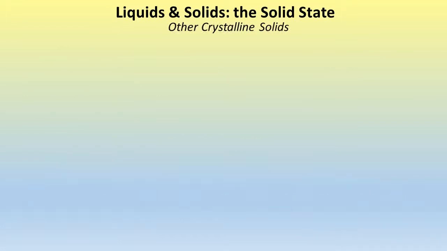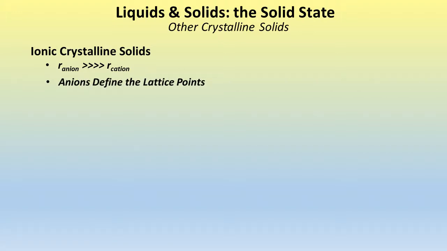For non-homogeneous crystalline solids, there are several things to bear in mind. For starters, common ionic crystals. One must remember that the atomic radius of the anion is always much greater than the atomic radius of the cation. Therefore, anions define the lattice points.